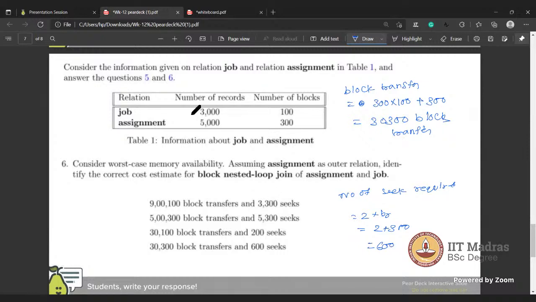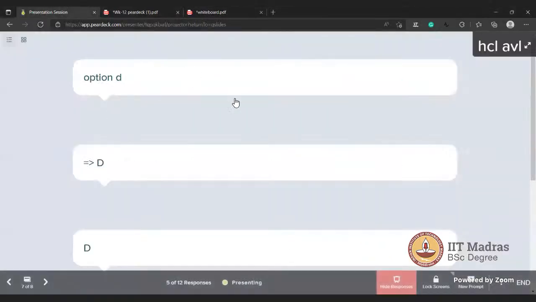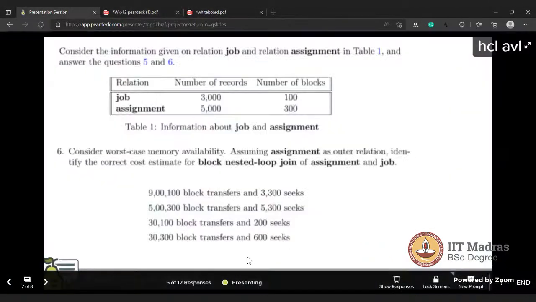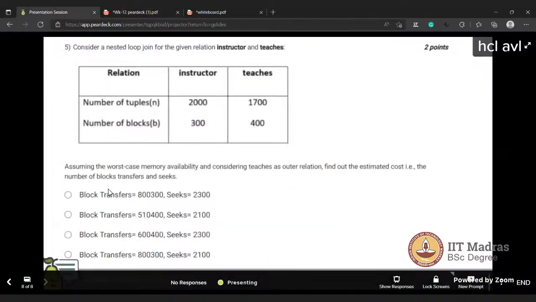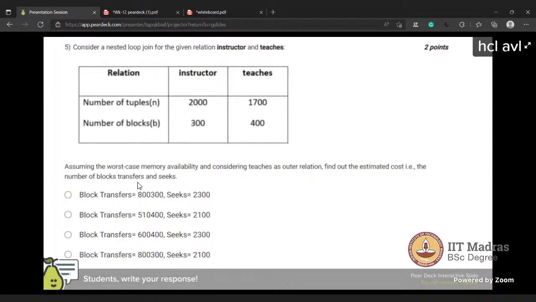Abhishek? Yes, sir, I got it. Okay, so we'll discuss the next problem. This is from the practice assignment question. So please try to answer. I will wait a few minutes for this question.